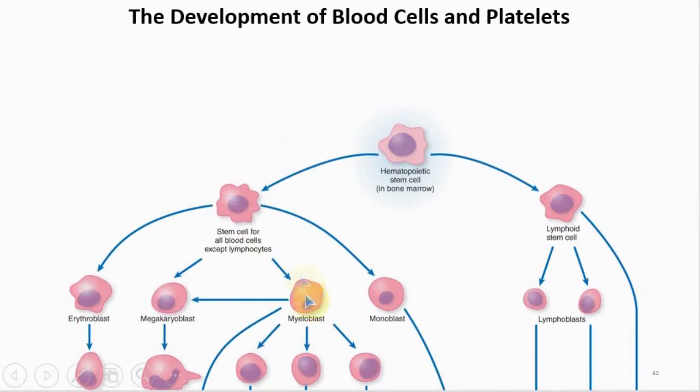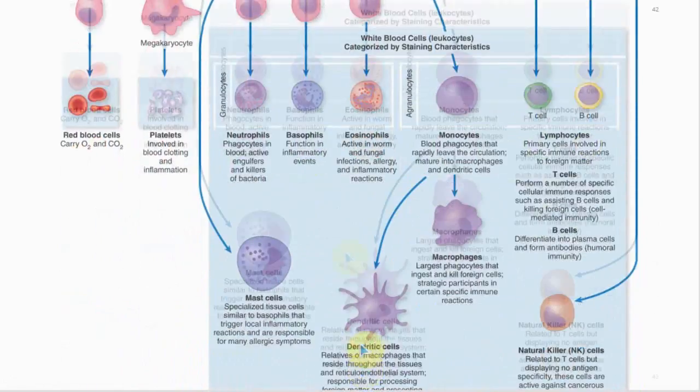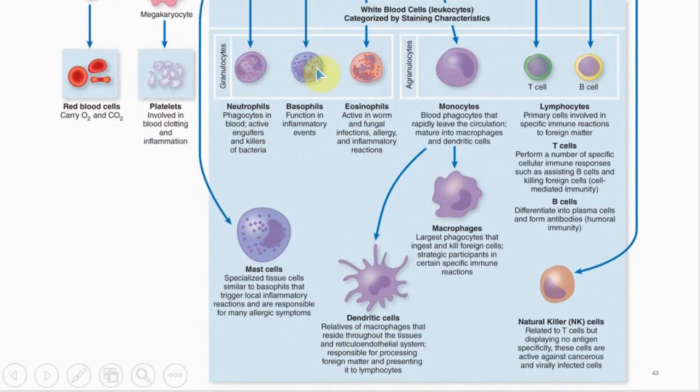Over on this side, if it becomes a myeloblast, and these blasts are all precursors to these other types of cells, obviously, a myeloblast can differentiate into one of these 3 types of white blood cells called either neutrophils, basophils, or eosinophils, and these are all called granulocytes. The reason they're called granulocytes is because they contain these inclusions called granules inside of them. We're not going to spend a whole lot of time talking about basophils or eosinophils. We will talk about neutrophils a little bit later.